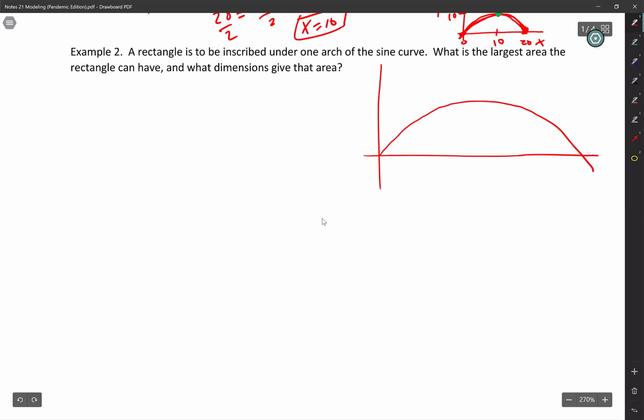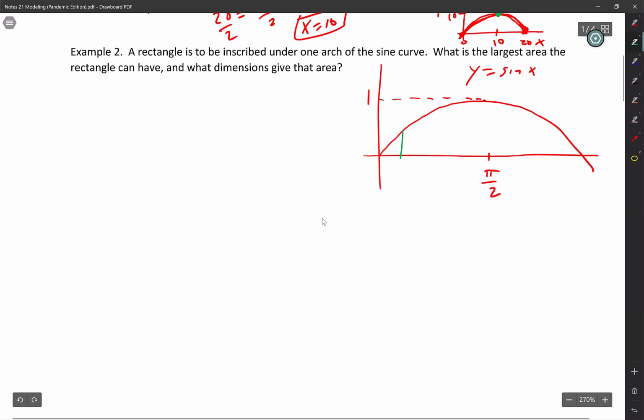I zoomed in. That's going to say y equals sine x. I know that at pi over 2, that's a 1. And it tells me that I have a rectangle inscribed. There's so many different rectangles I can have in here, guys. I can have a rectangle looking like this green one.